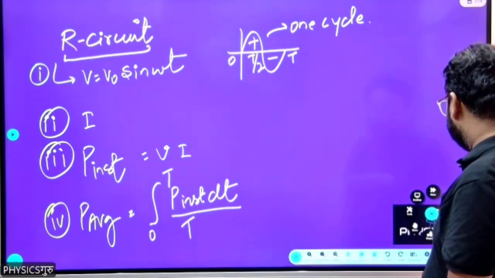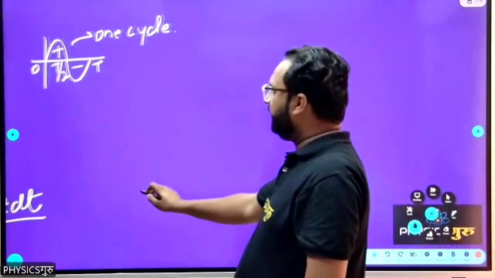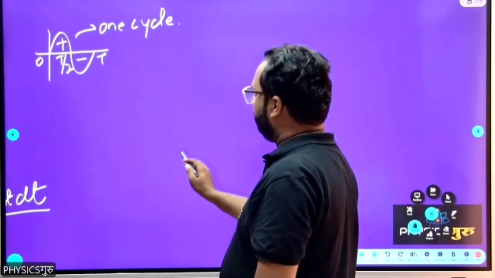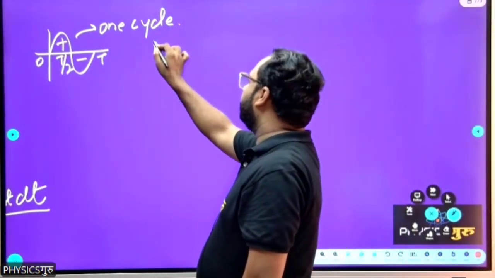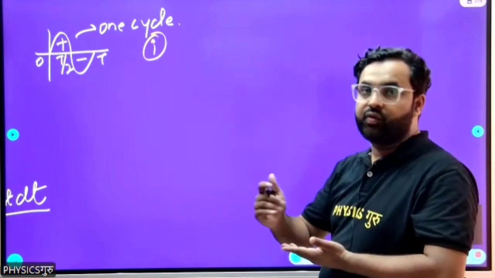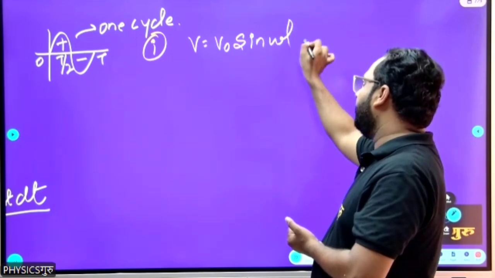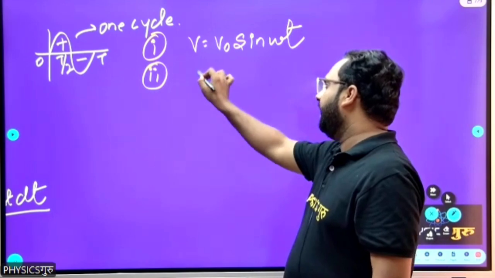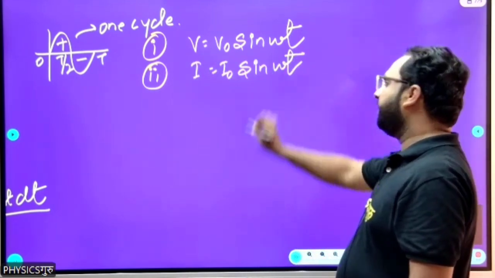Now, for the derivation purpose, step number 1. As I have told you, first step, we need to write the voltage expression. So in case of the R circuit, the voltage expression is V is equal to V naught sine of omega t. Similarly, step number 2, current. So I is nothing but I naught sine of omega t.